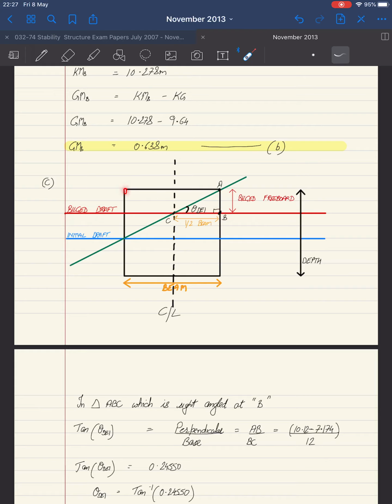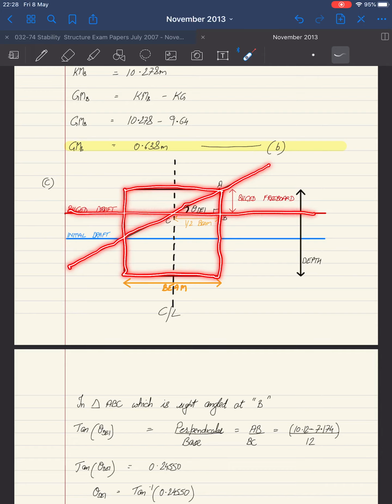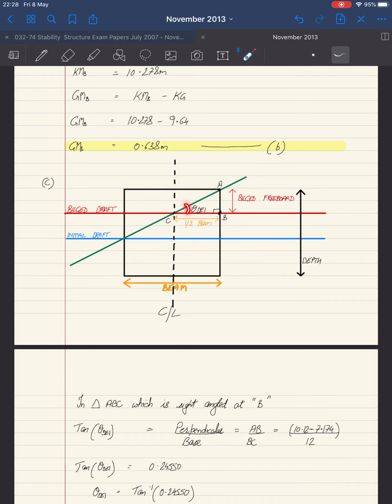In order for this vessel to come up to the angle of deck edge immersion, let's say on the starboard side, the final waterline which has to be observed would be this, which passes through the deck edge once the vessel is listed or heeled. Our initial waterline, which was the bilge draft, was this value. So the list or heel which is supposed to take place to bring the vessel to the angle of deck edge immersion would be this angle.